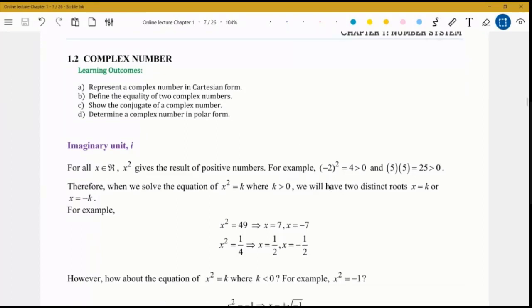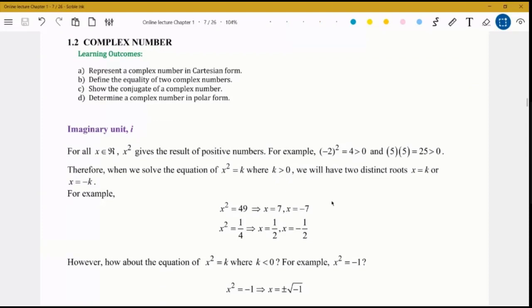Okay, as you know, kalau kita factorize x square, kalau kita nampak di sini x square equal to k, kalau k kamu adalah greater than 0, you will end up with two different roots, either dia adalah positive root k ataupun negative root k. Okay, so this is the example. Let's say we factorize x square equal to 49. So we end up with x equal to 7, x equal to negative 7. The same thing as x square equal to 1 over 4, so the roots will be 1 over 2 and negative 1 over 2. Will be plus minus the value.